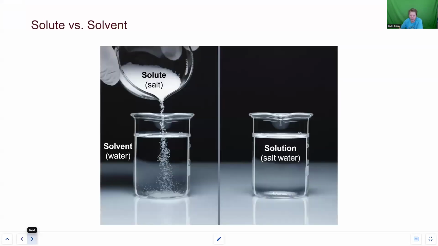Now, with that said, I'm just going to bring this back and I can breeze through it. You've got your solvent and solute. Typically, water is the solvent because it's the universal solvent.